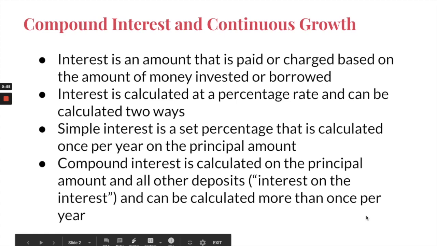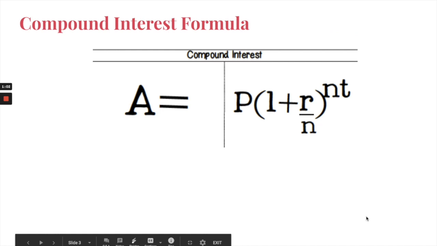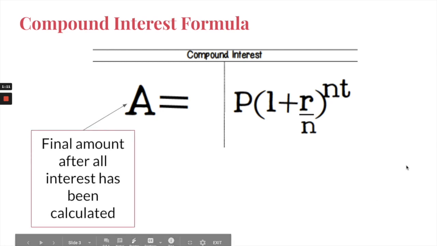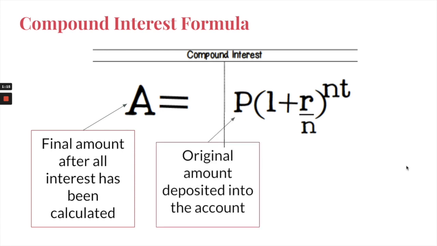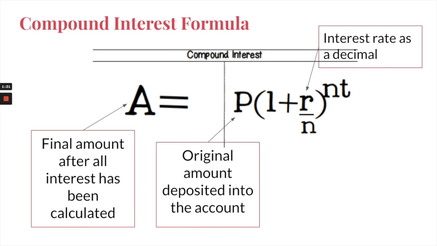So these are exponential growth functions, but we have to write them a little bit differently because of the way that the interest is calculated. So this is our general formula for compound interest. A is our final amount after the interest has been calculated. P represents the original amount that's deposited into the account. R is the interest rate as a decimal.